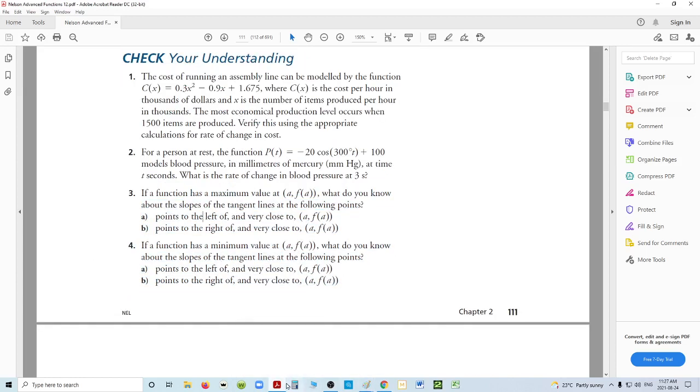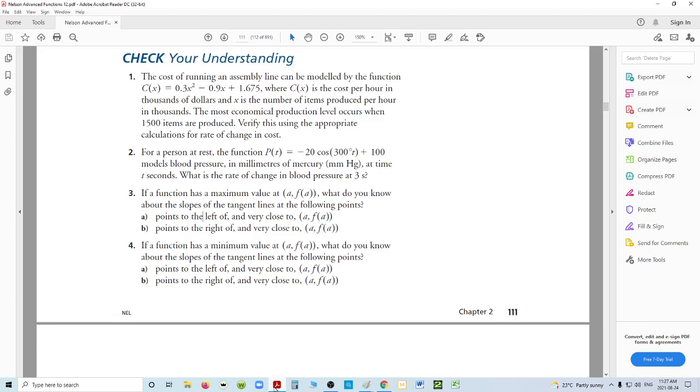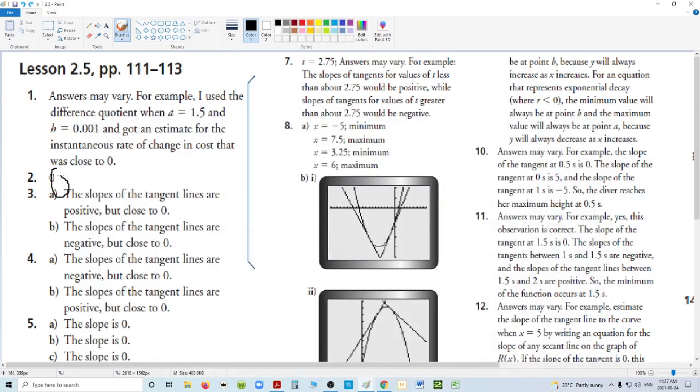So if I look at the answers here, because it's much easier to verify the work. Of course, in this case, they used an h of 0.01, and they determined that the rate of change was close to 0. In number 2, which was about the sine curve, what is the rate of change when the blood pressure is 3 seconds? We also determined that. It was at the top of the slope, I think, which we proved was the peak of the cosine curve and had a slope of 0.